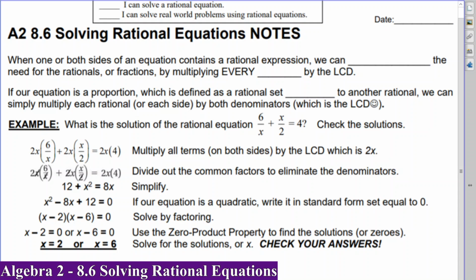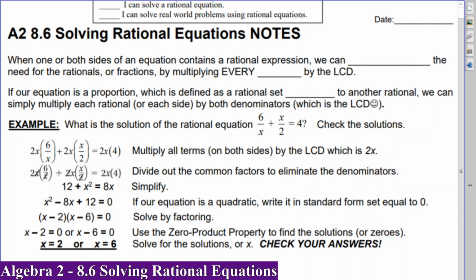All right, so all of chapter 8 so far, we have talked about rational equations, having that ability to add them, subtract them, multiply them, divide them, simplify them, and now we're going to look at using all those components to help us solve them.